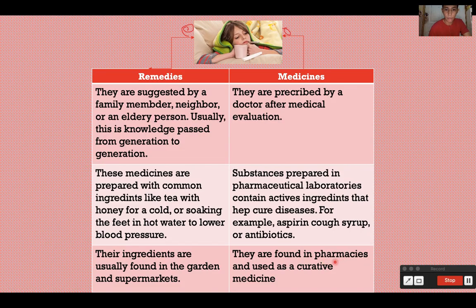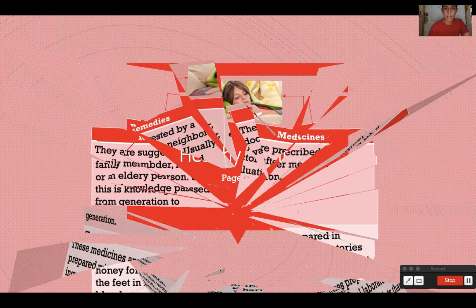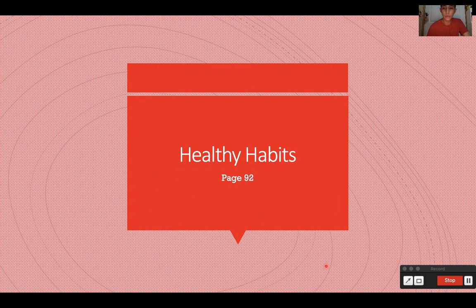Okay, now on page 92, we're going to talk about healthy habits. What is a healthy habit? When you do good things for your organs. For example, that you sleep enough time, that you eat healthy food, that you drink enough water, no Coca-Cola, water. That is a healthy habit.